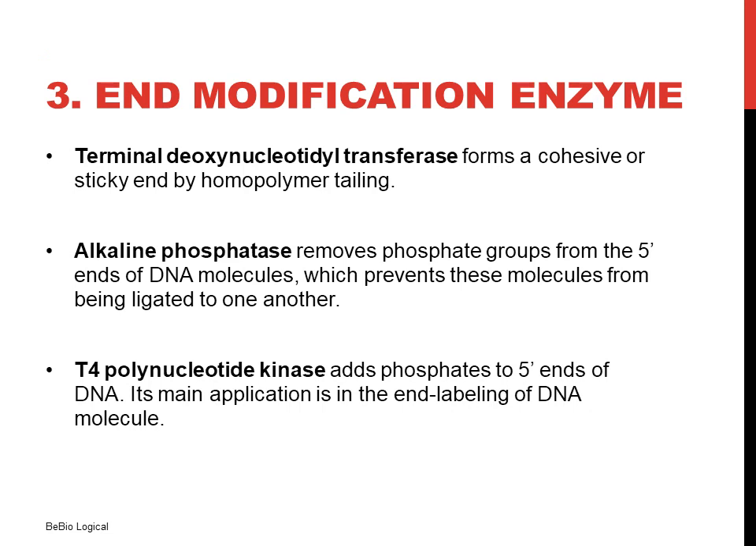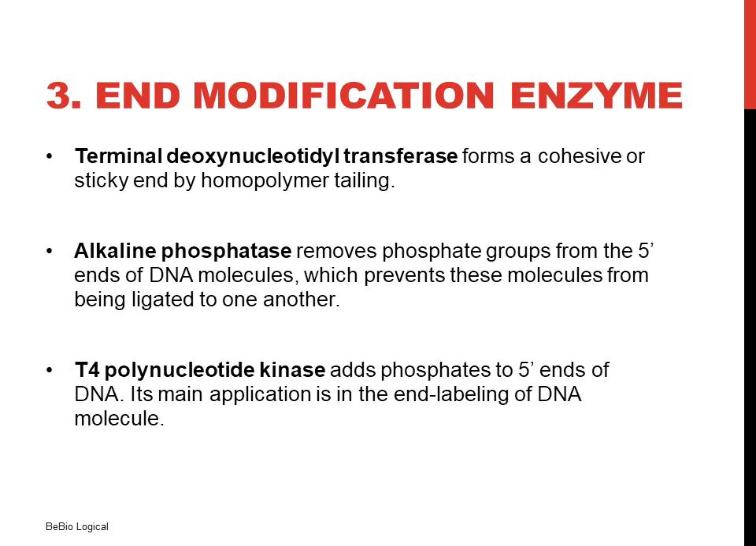Now next one is end modification enzymes. End modification enzymes make changes to the ends of DNA molecules. First example is terminal deoxynucleotidyl transferase. This enzyme is used for the formation of a cohesive end by homopolymer tailing. A homopolymer is simply a polymer in which all the subunits are the same.